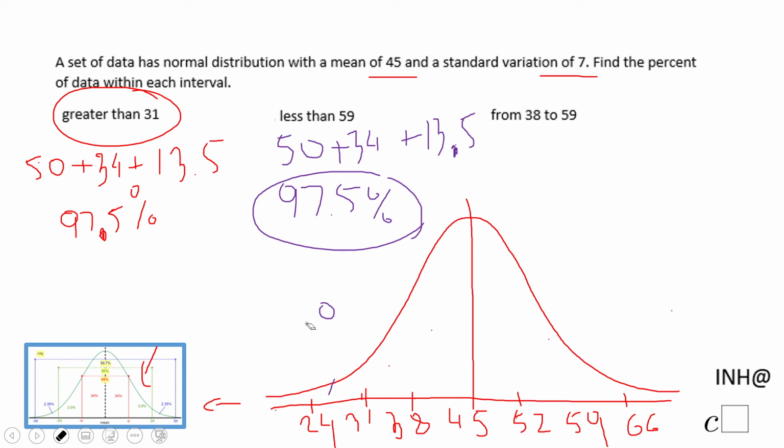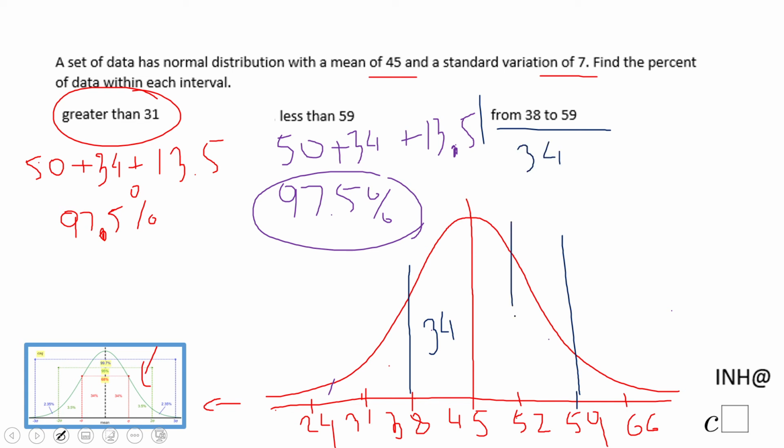Now we're going to do the last part of this problem, which says to look from 38 to 59, which is from here to here, from 1 standard deviation to 2 standard deviations. And we have here 34. We have another 34 here, or some people may say I can start with 68. That's true. And we have a last piece, which is this one here, which we mentioned in the previous part, 13.5.